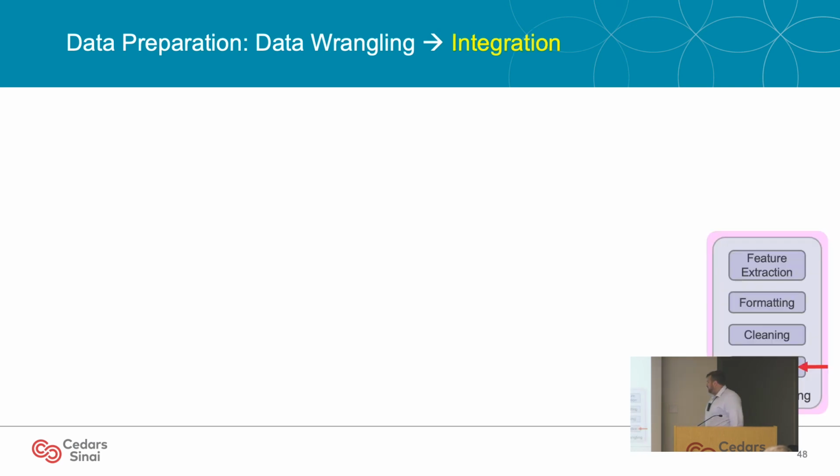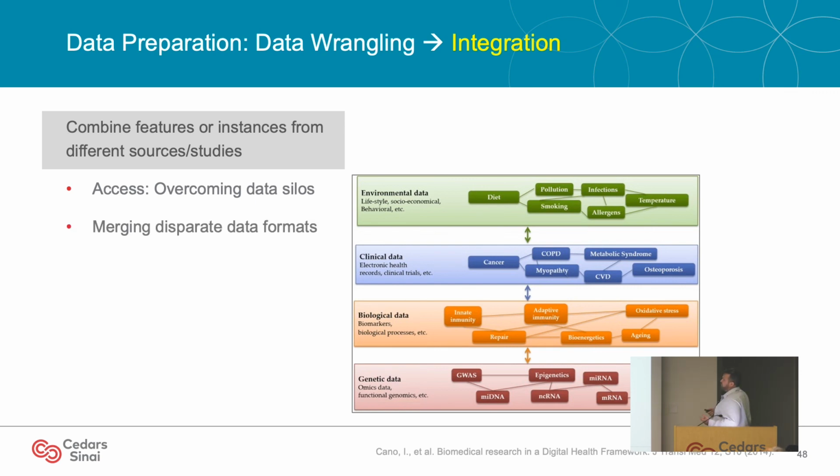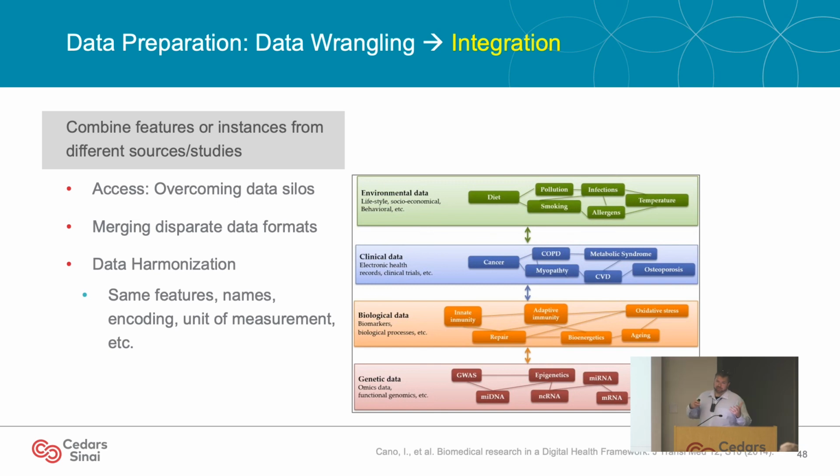Data integration, the last part of data wrangling we're going to talk about. So this is basically combining features or instances from different data sources or from different studies. Right? So we can have data coming from lots of different sources. And some of the issues we might need to overcome is how do we overcome data silos, for example? Like how do we get the data that we need from different locations? How do we actually merge disparate data formats, right? They might have different data file types and so on and so forth.